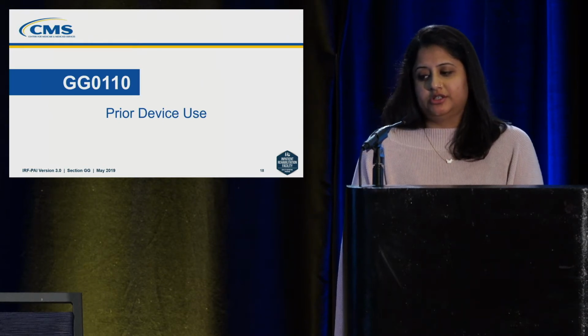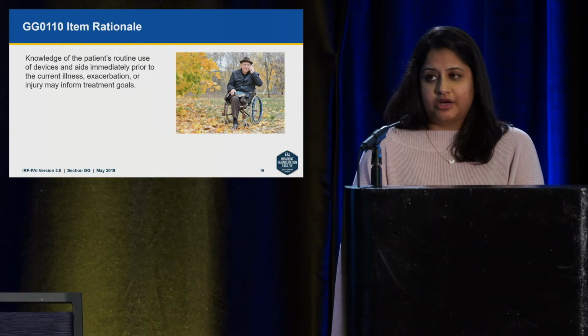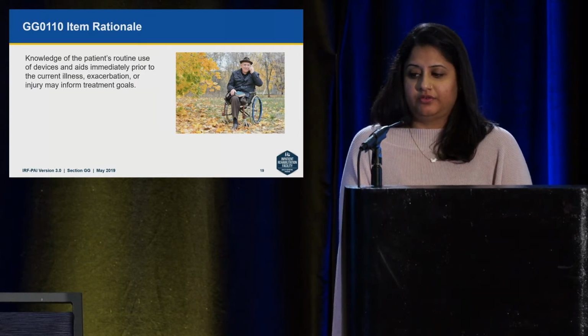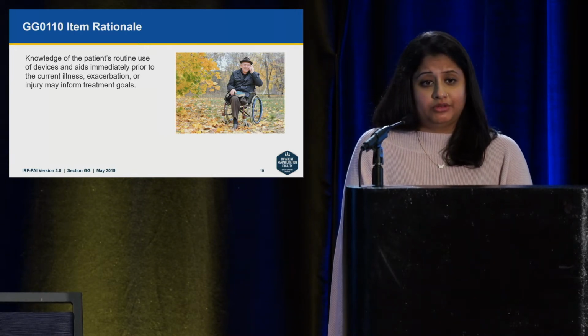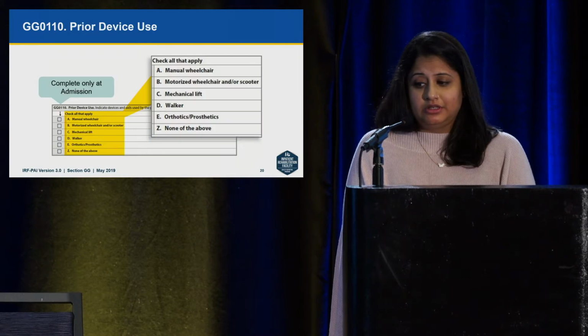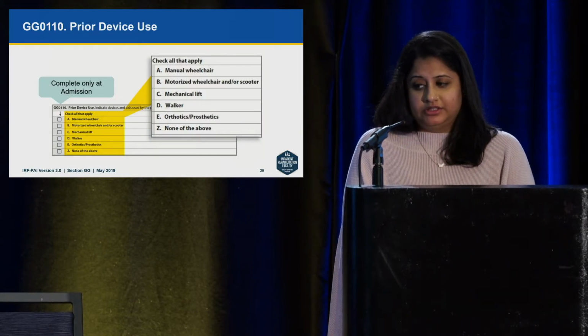Next, we have GG0110, prior device use. So the item rationale for this is that if a patient's routine use of devices and aids immediately prior to the current illness, exacerbation, or injury, again, would inform treatment goals. This is also completed only at admission. This is what it looks like on the IRF-PAI.